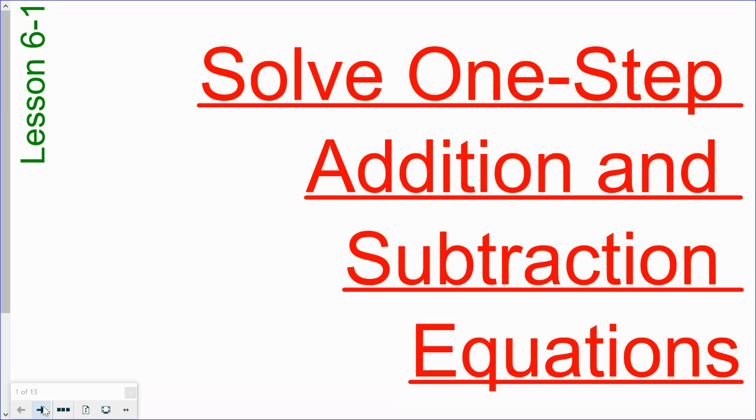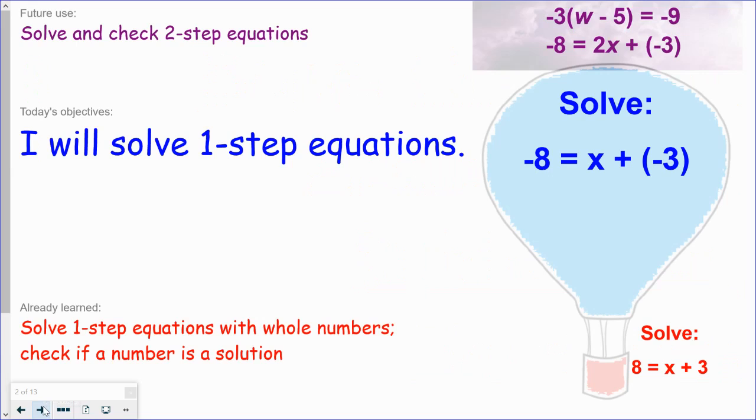Okay, so this is the start of our huge part of equations. We've already learned our one-step equations with whole numbers. That's something you should have been doing last year. Maybe instead of an x, you had a question mark there before. Maybe you've seen something like 5 plus something equals 9. Now all we're doing is taking that question mark and putting a variable there instead.